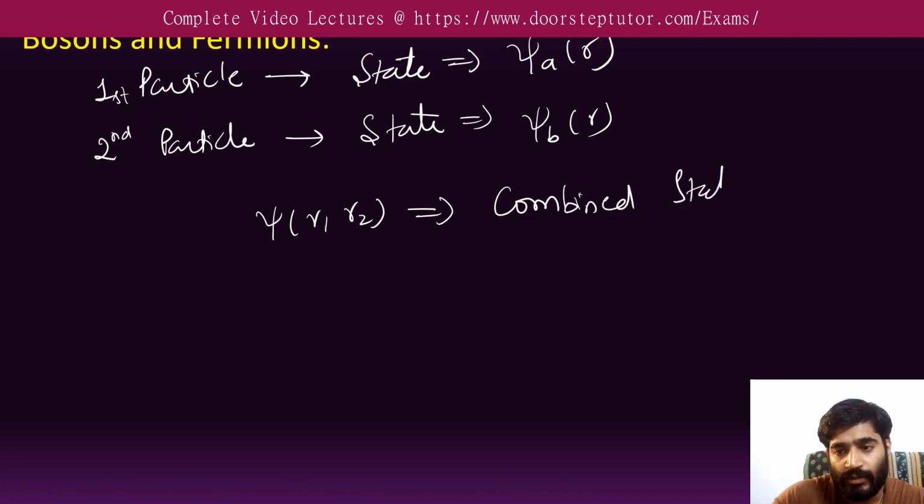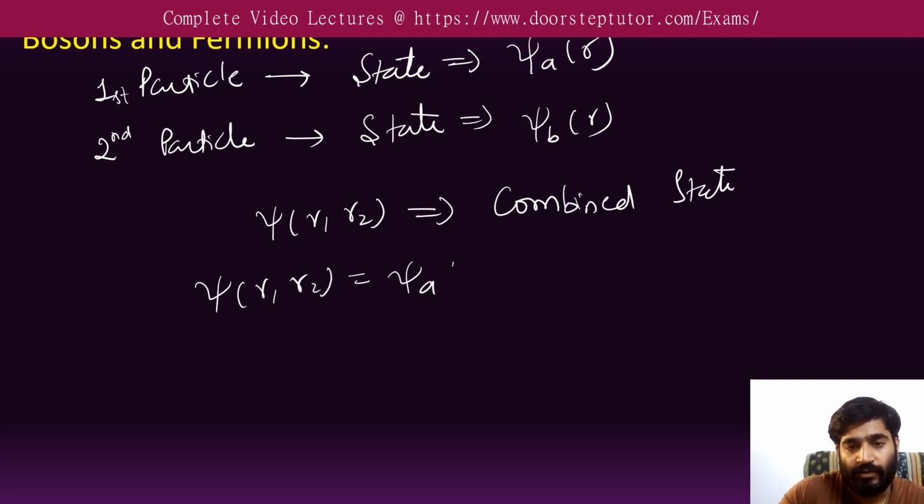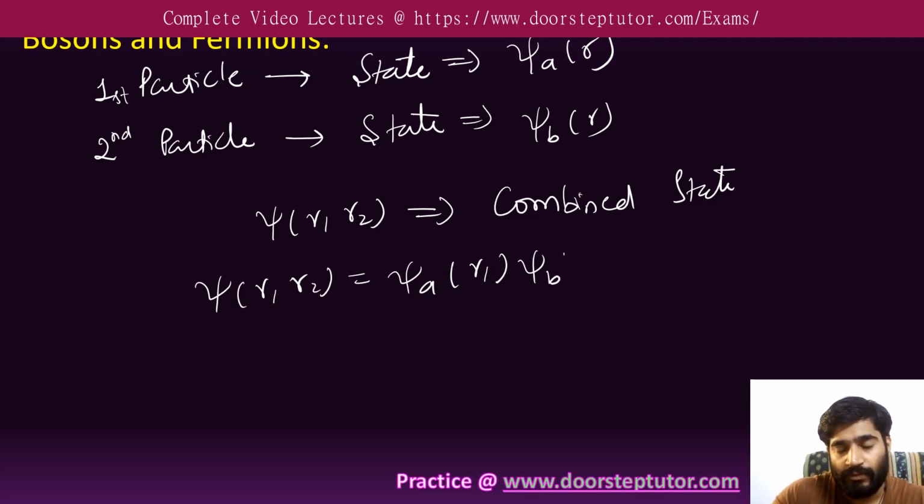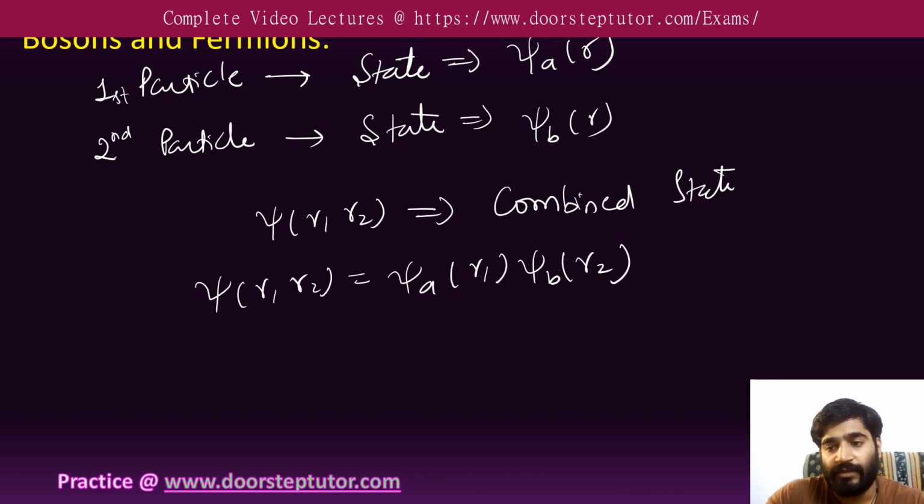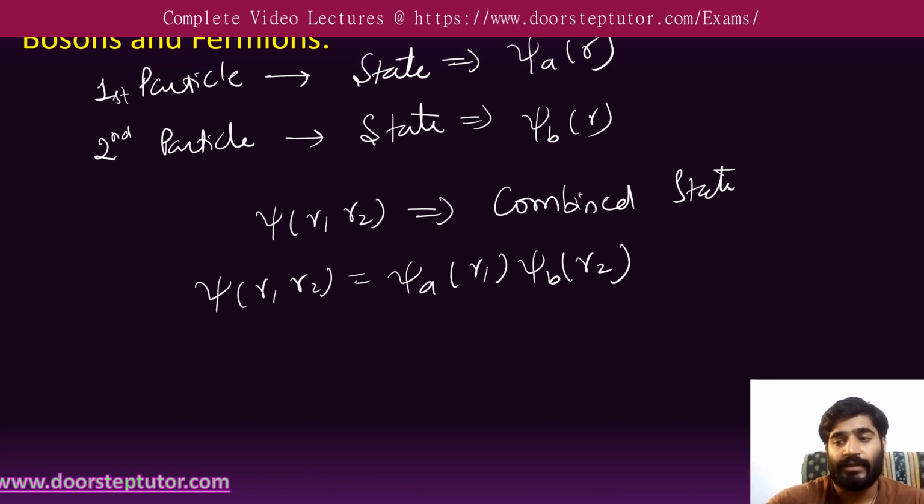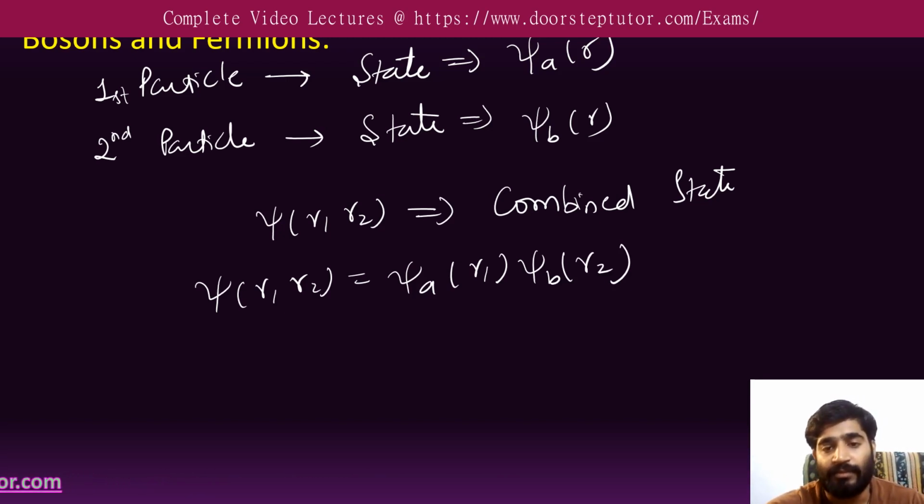Now the combined state must be like psi a of r1 into psi b of r2. So this is the combined state, and here psi a and psi b are the states for particle 1 and particle 2 at the different positions r1 and r2.